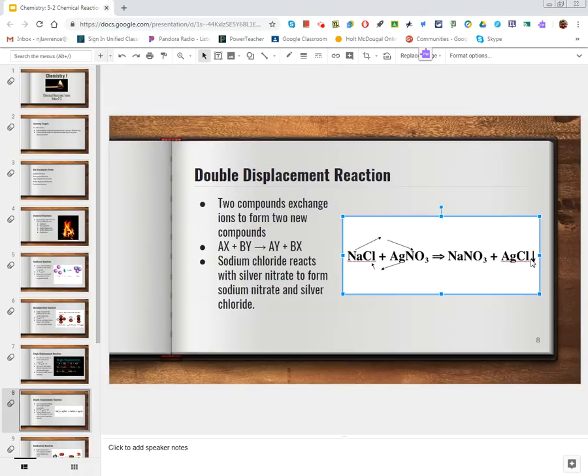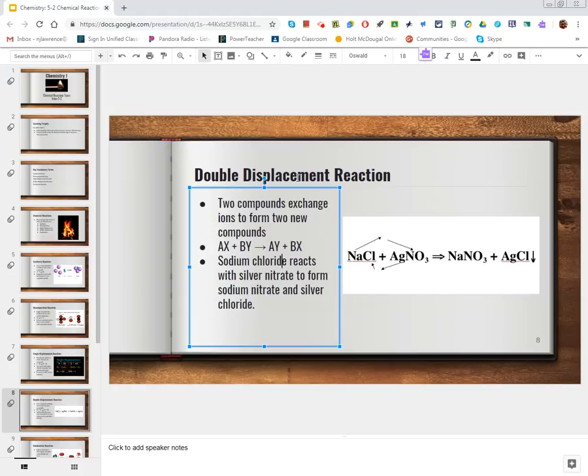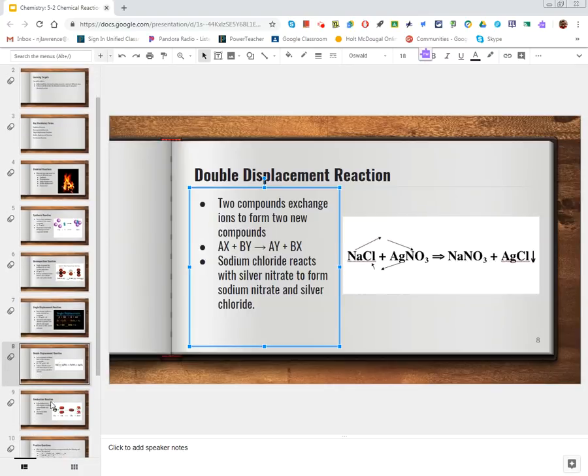You know how we did liquid, solid, gas, and aqueous? This is a symbol to show a precipitate was formed in a solution. A little side note, we'll cover that more later. But again, the double displacement reaction: two compounds switch partners and create two new compounds.